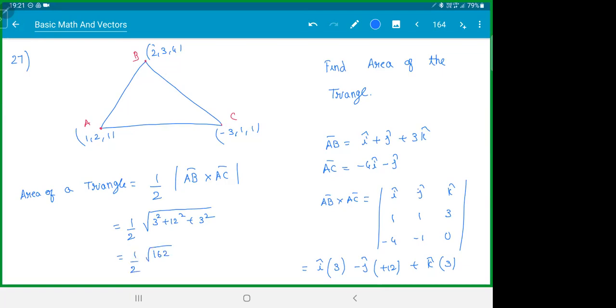And half will also come, na, Aditya? That you forgot, I guess. Please check. You could have taken any two sides, AB, AC, BC, it doesn't matter.